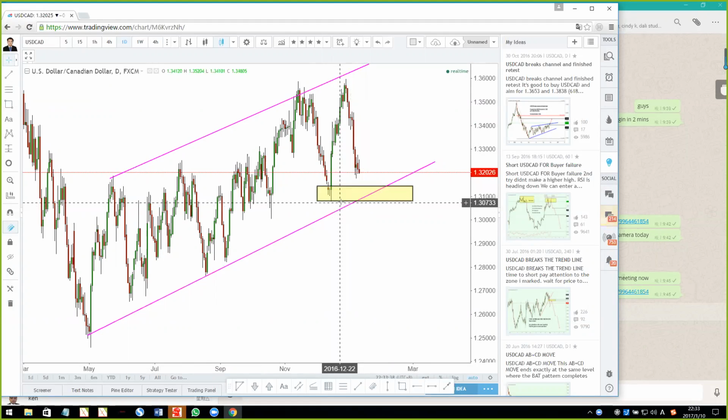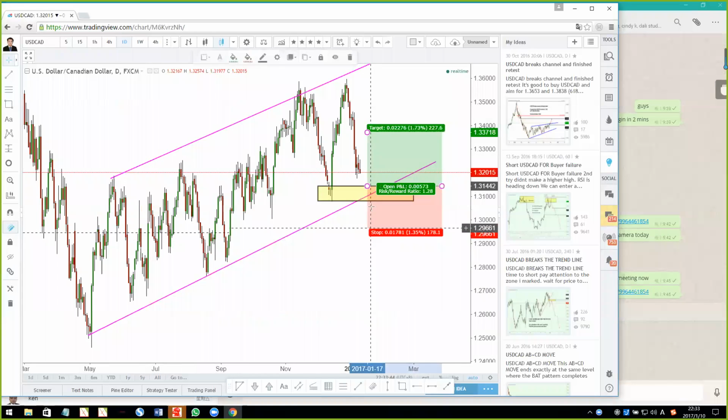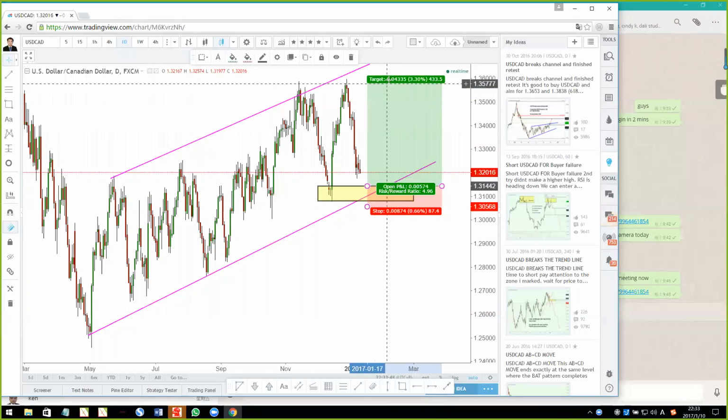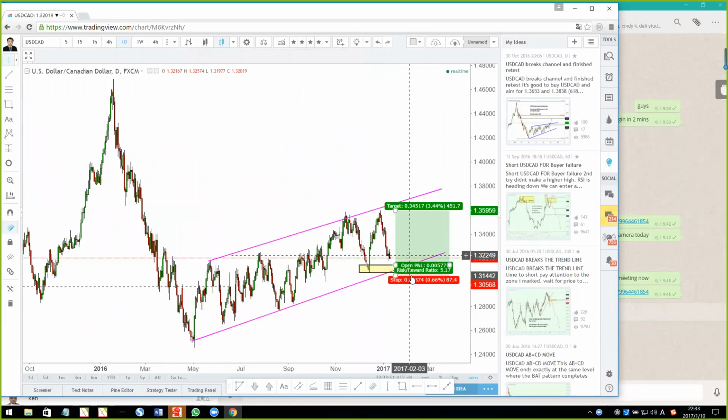Put a stop loss below 1.3079. You may have a buying opportunity here, and aim for 1.33 or 1.36. That is a potential buy.